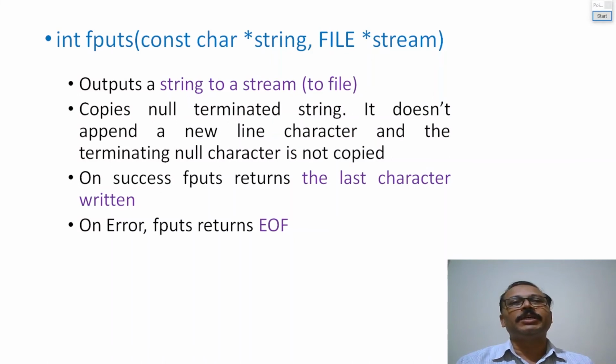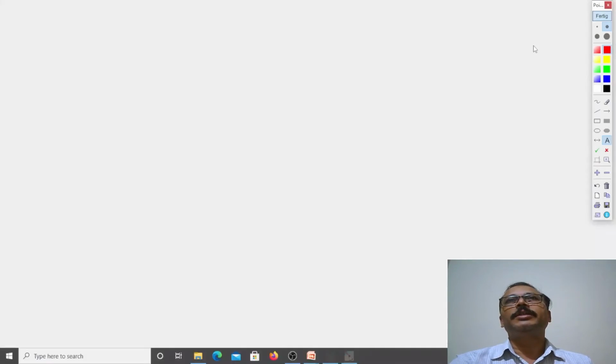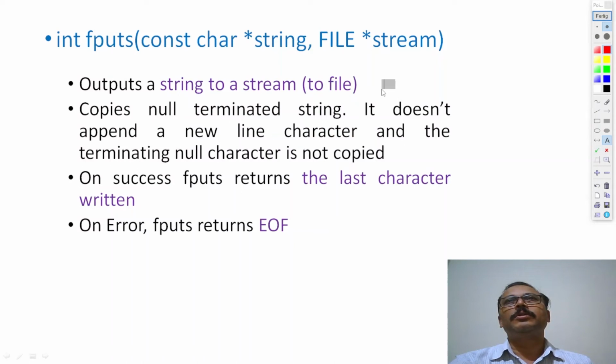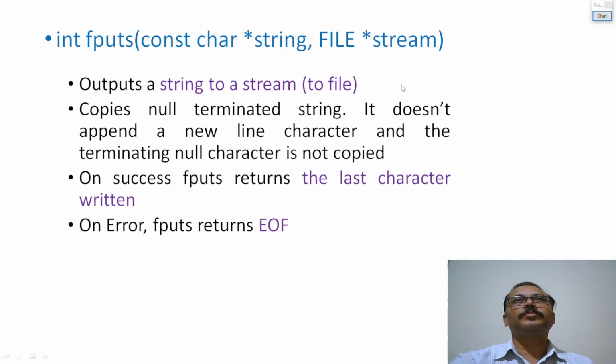Copies null terminated string. That we'll discuss later. Null is nothing but \0. It copies the null terminated string. So usually in the C language, every string terminates with this null character. It doesn't append a new line character. If you want a new line character to be appended, you have to explicitly place \n while transferring the data. So fputs is to transfer the string to a file.